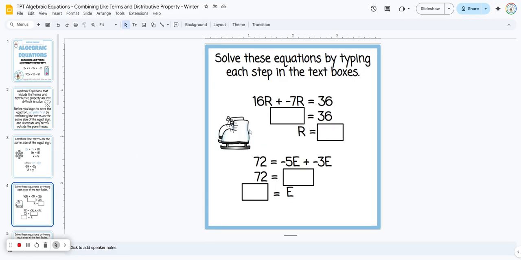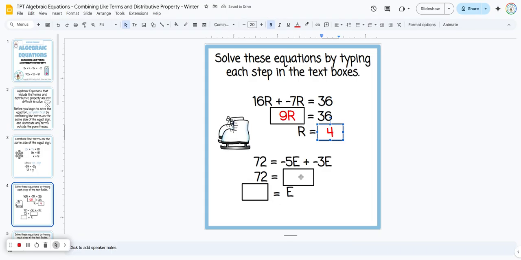So starting on slide 4, students are just going to type in the text box. They're going to combine these like terms. 16r plus negative 7r will give them 9r. And then if they divide both sides by 9, they get r equals 4.